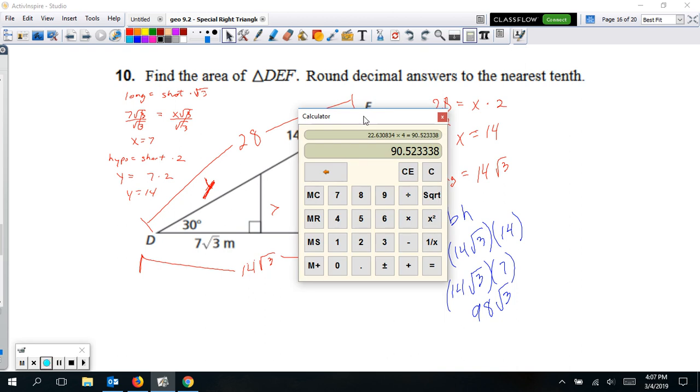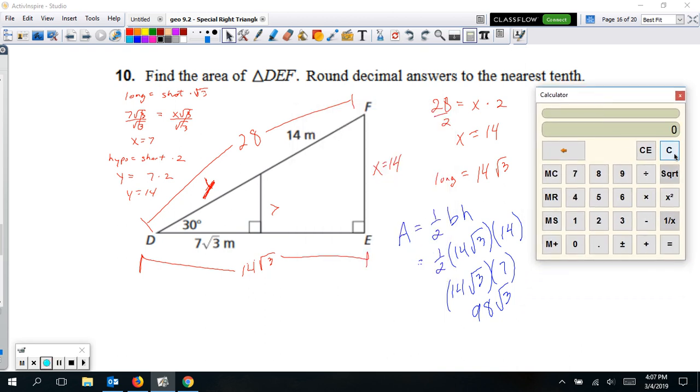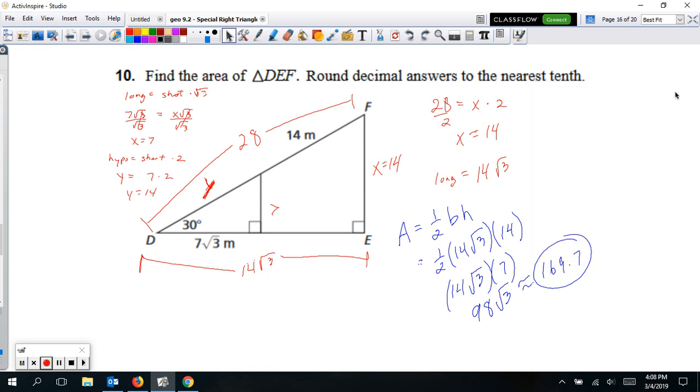And here's where we want to turn to our calculator. We want to figure out what the square root of 3 is. Square root of 3 is approximately 1.73. Times that by 98, and that would give us 169.7, to 1 decimal place. It says to the nearest tenth, which is 1 decimal place. So there we have our answer, 169.7.